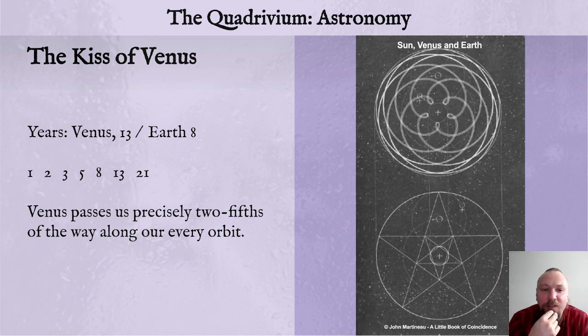So this means that Venus passes us precisely 2/5 of the way around our orbit, around the year. And it creates these beautiful patterns that you can see illustrated on the right here. This is a photograph from the Wooden Books Quadrivium. Apologies. The Quadrivium is an omnibus of various books, and this book is called The Little Book of Coincidence.